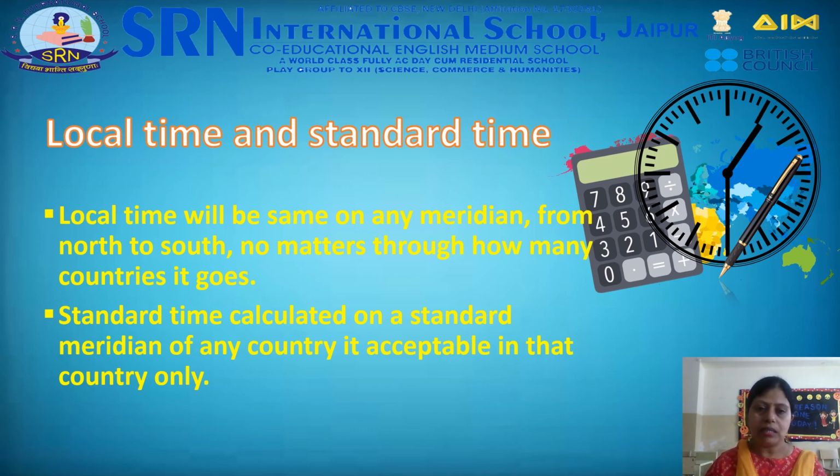Now let's understand standard time. A standard time is calculated only on the standard time meridian decided by the authorities. Most countries have only one standard time. Standard time calculated on a standard meridian of any country is acceptable in that country only. Any other city of a different country on the same meridian will not follow that time as the standard time. That can be the local time of that city.